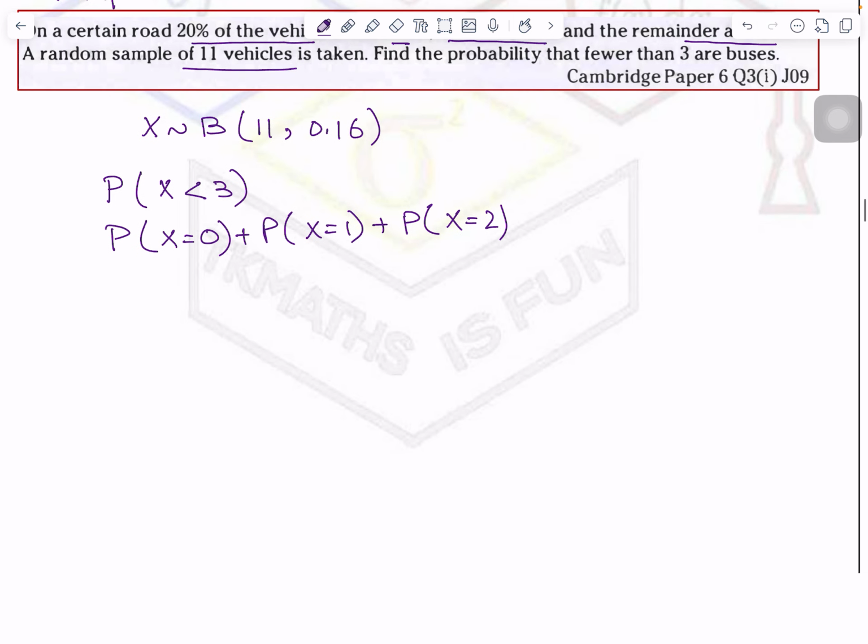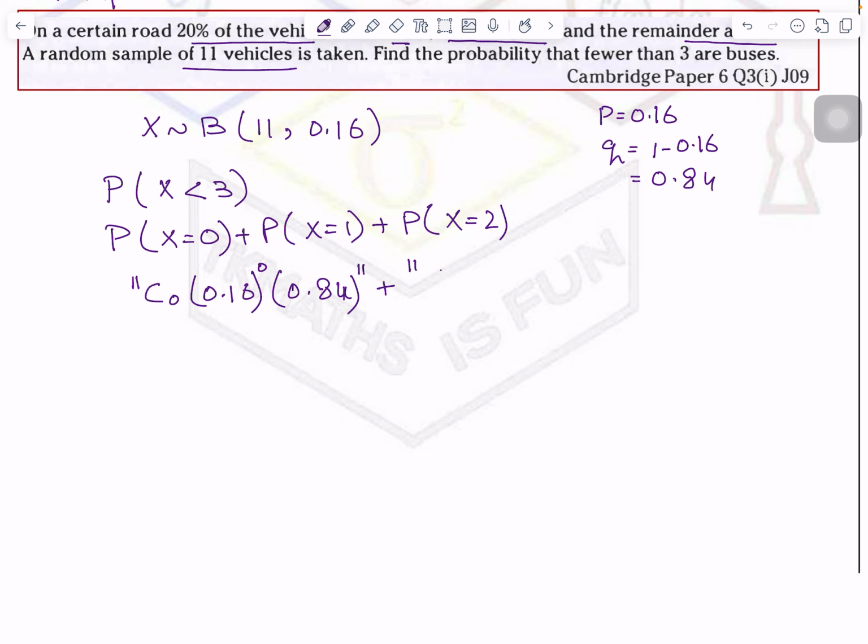In the last video you have seen it. The link is given in the description below. So I will write here 11C0. I will write each and every step to avoid any confusion. 0.16 power 0, 0.84. How did I get 0.84? If p is 0.16, then q, which is the not-success case, is 1 minus 0.16, which is 0.84 in this case. So 11 minus 0 is 11, right?